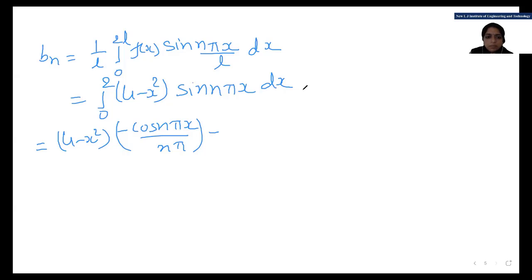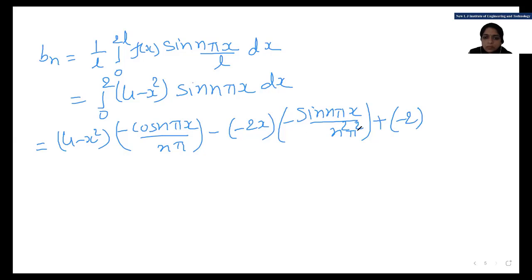So, the next step is the derivative of 4 minus x square. The derivative of 4 is 0 and of x square is 2x, so just minus 2x. Integration of this minus cos n pi x is minus sine n pi x upon n square pi square, plus the derivative of this minus 2x is minus 2. Integration of this minus sine is minus cos. So minus minus plus, just cos n pi x upon n cube pi cube.